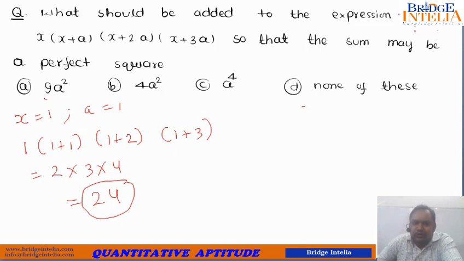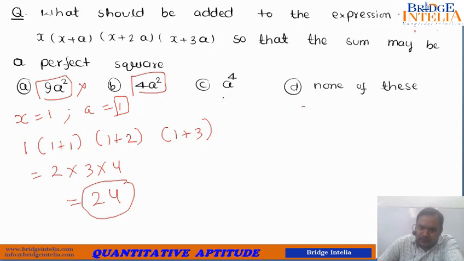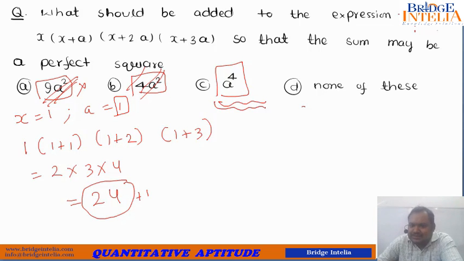Now the question is, what must be added to 24 to make it a perfect square? Look at the options. 9a square would mean 9. If we add 9 to 24, does it become a perfect square? No, it doesn't. 4a square means 4. If you add 4 here, will it become a perfect square? No. a to the power 4 means 1. So if you add 1 to this, will it become a perfect square? Yes, it will. That means the others cannot be the answer. This can be the answer. I am not saying this is the answer, because even this can be true.